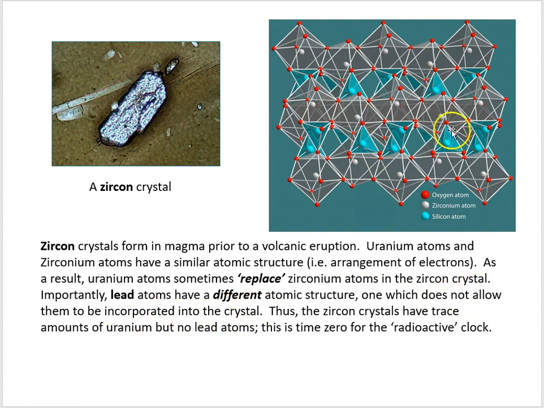So you're just not going to have lead atoms in the newly forming zircon crystals, but you can have uranium atoms. Thus, the zircon crystals have trace amounts of uranium but no lead atoms. And so this is time 0 for the radioactive clock.